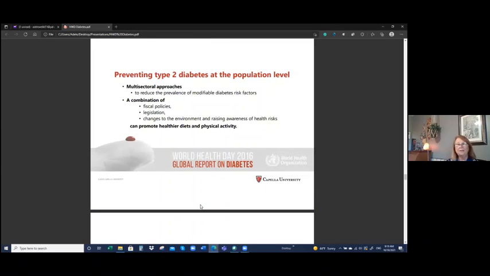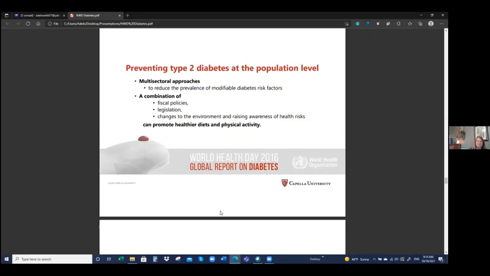So if you look at preventing type 2 diabetes from a population health perspective, first of all, there's more than one approach. So it's a combination of fiscal policies. What are you addressing in the community related to access to healthcare and who's going to pay for it? Legislation related to creating safe environments, getting parks, places where people can go outside, getting programs where people can access care or can address social isolation, and then getting changes to the environment that mitigate health risks and help people recognize them.